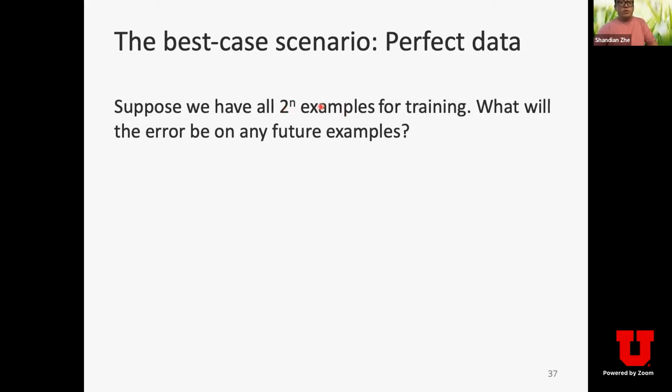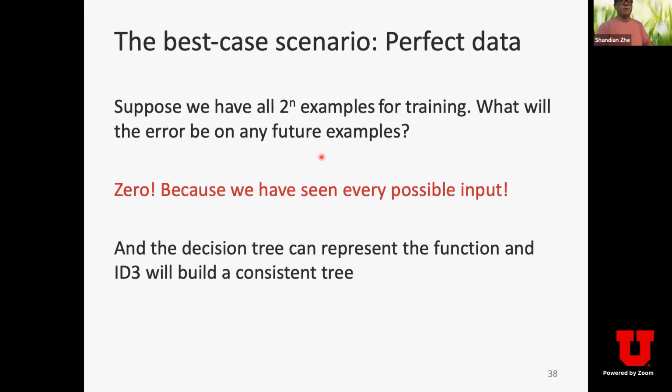So suppose we have all 2 to the power of n examples for training, because each feature takes 2 possible values, true or false. If you have n features, then your giant table will have 2 to the power of n examples. And what will be the error on any future examples? I heard that, right? 0. Because you have seen every possible input in your training set, every row, which corresponds to one possible combination of those feature values. Now in your test scenario, the range of the feature vector won't exceed the range of the training table, so you must pick one row of that table. Now you use that to predict, and it will definitely recover the original function value.